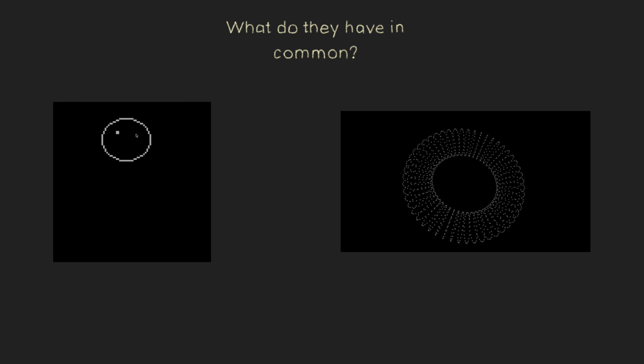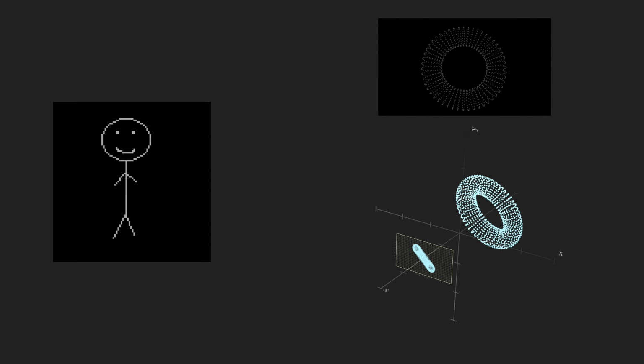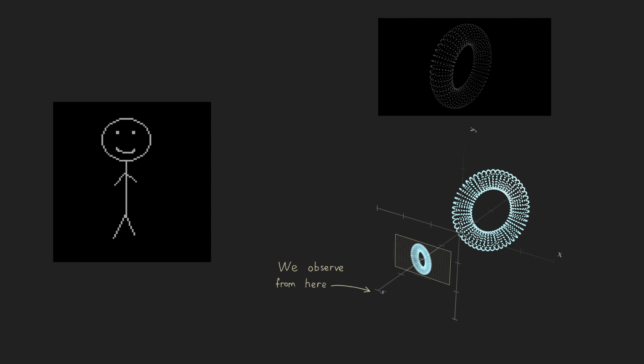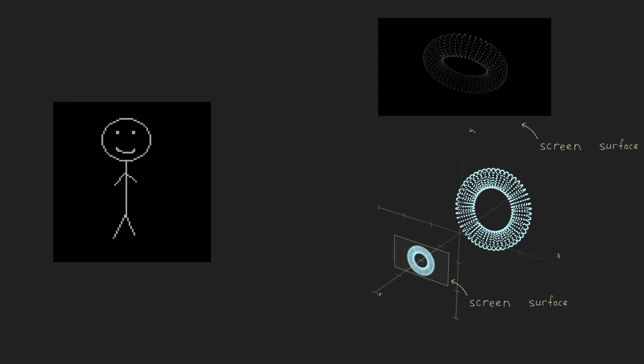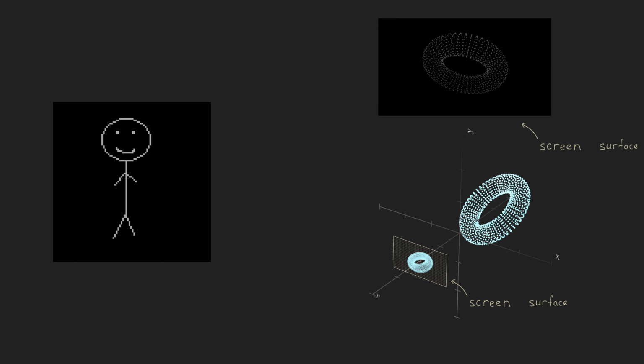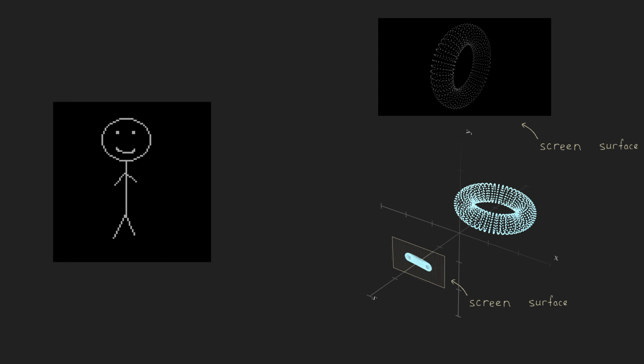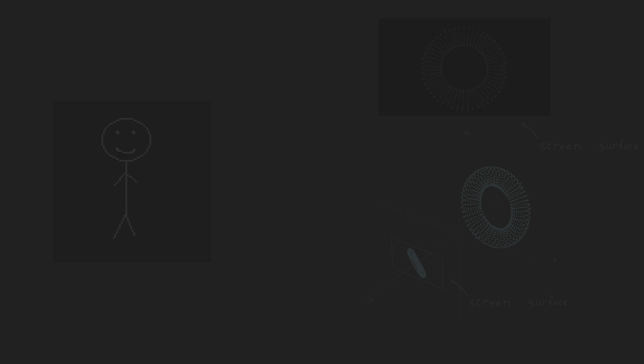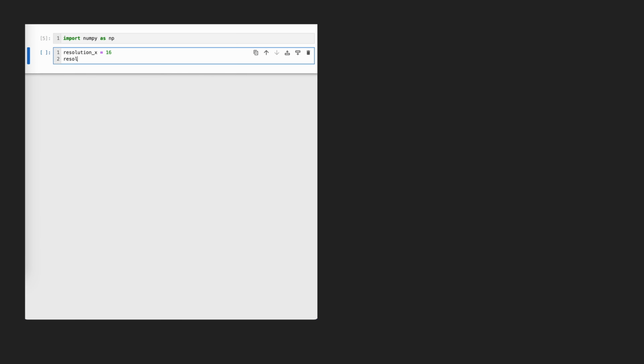These two pictures, what do they have in common? I can draw some pixel art, or I can imagine a giant donut, and myself, sitting here and watching the donut through the screen surface. But both situations are eventually about assigning each pixel a color. This is my Python notebook for today.